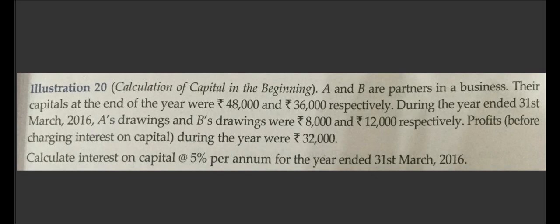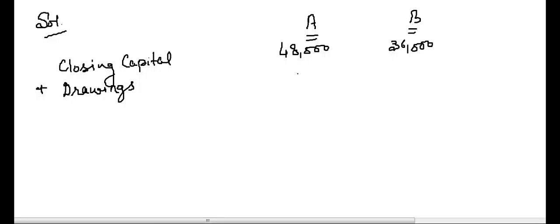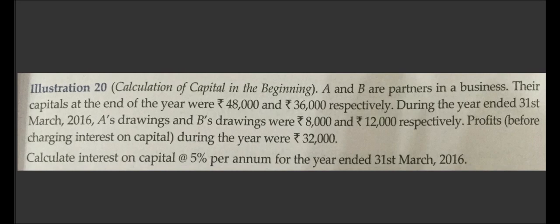What are the drawings? A's drawings are 8,000 and B's drawings are 12,000. Clear? And it says the profits are 32,000. These profits must have been divided between A and B. Clear?